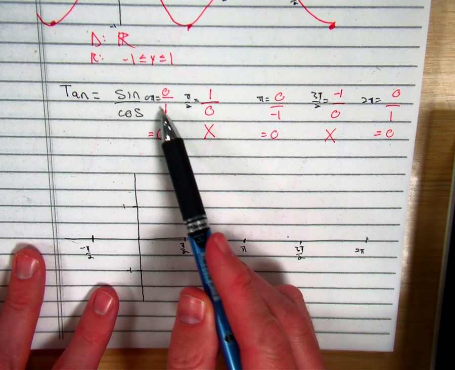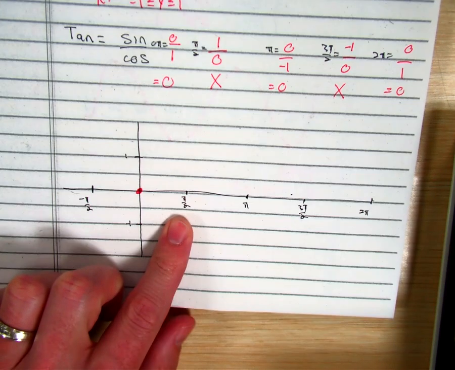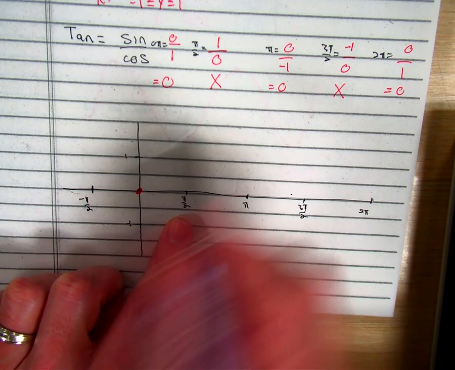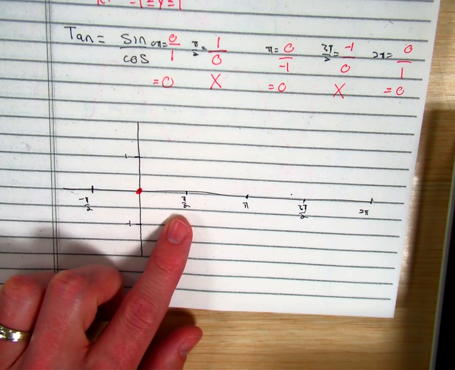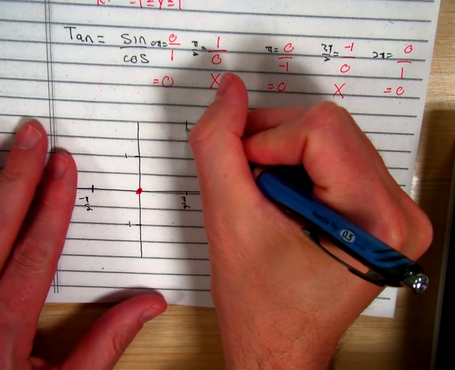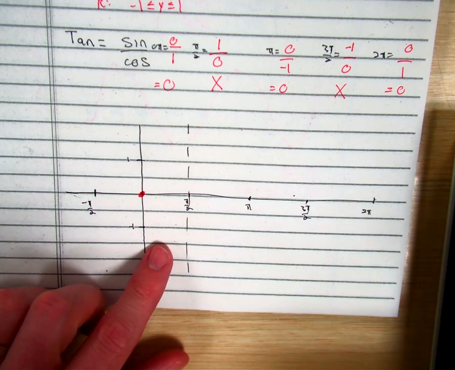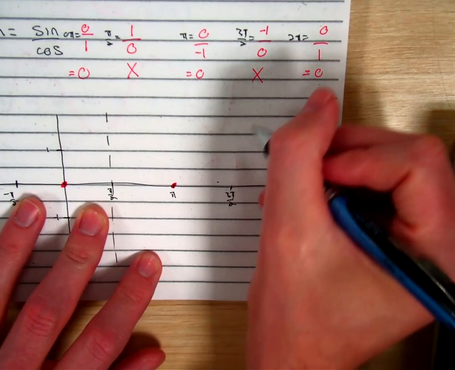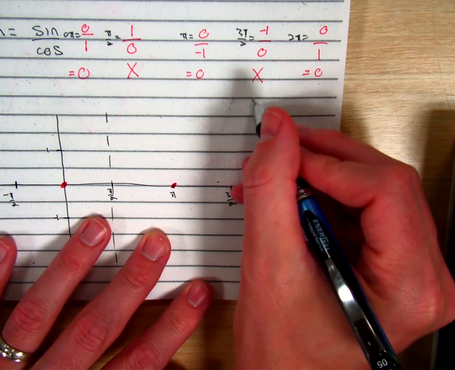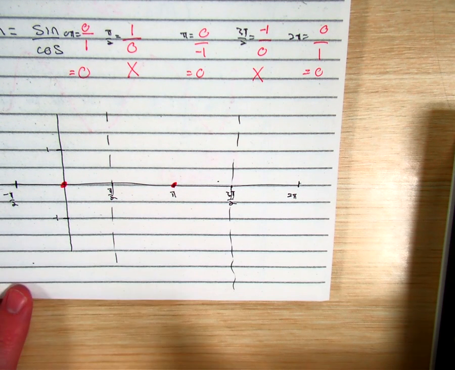So at 0 pi, we are at 0. My next spot over, I can't divide by that. Guess what that means? Just like when we were graphing polynomials, when we divide by 0, can't divide by 0, we had asymptotes. And then at pi, we have another 0. And 3 pi over 2, can't divide by 0 there, that's another asymptote line. Okay, and that pattern keeps going.